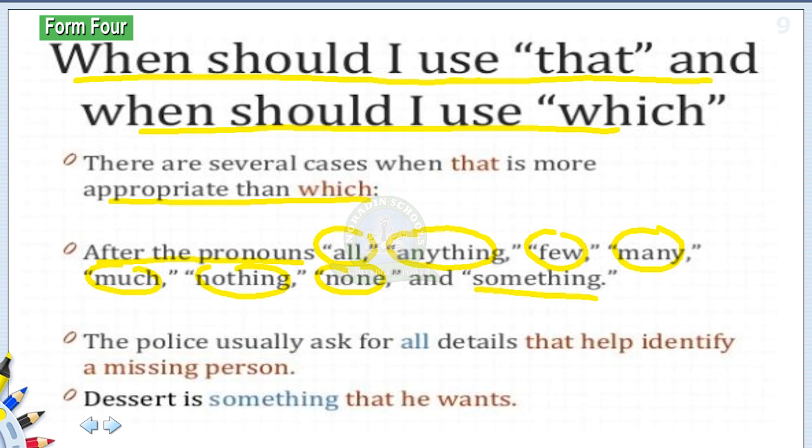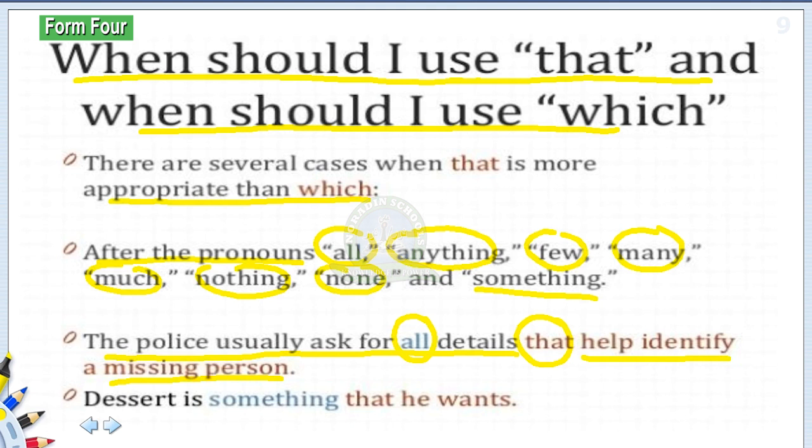If you see these, we're going to use that. The police usually ask for all details that help identify a missing person. Do not use which, because here you have all. So do not say which. Some person was missed. So the police ask for more details, all details: where that person has gone, what happened to that person. So if you have all, you're going to use that.